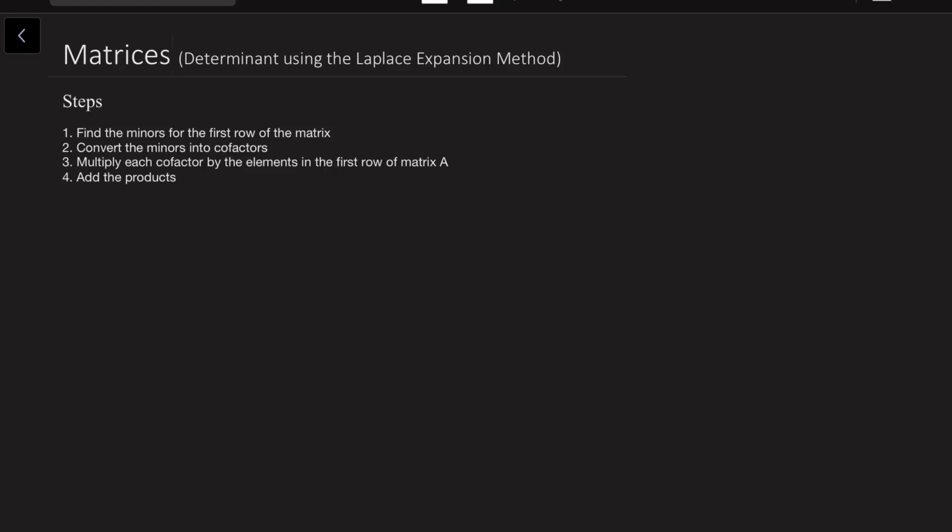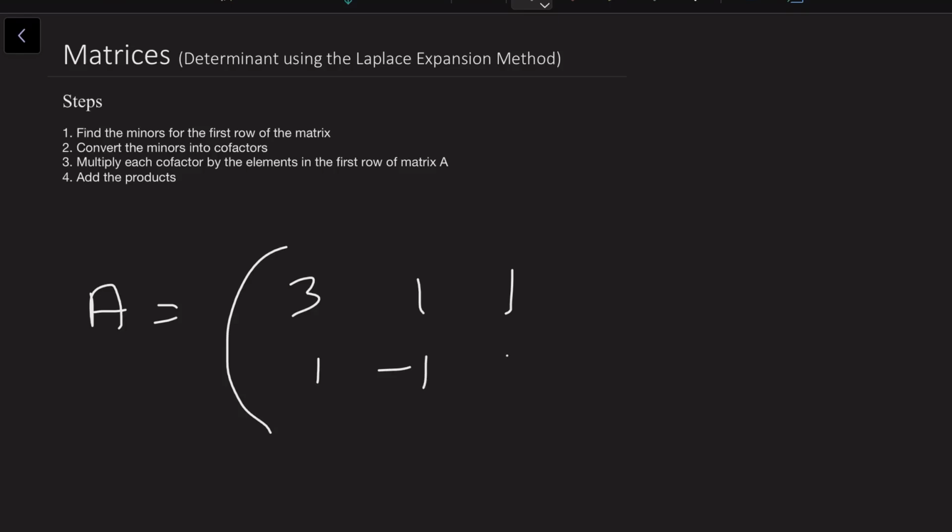So let's go. We're going to be working with this matrix. We call this matrix matrix A. So this is matrix A, and matrix A is a 3 by 3 matrix where we have the elements 3, 1, 1, 1, minus 1, 1, 2, 3, and 1.